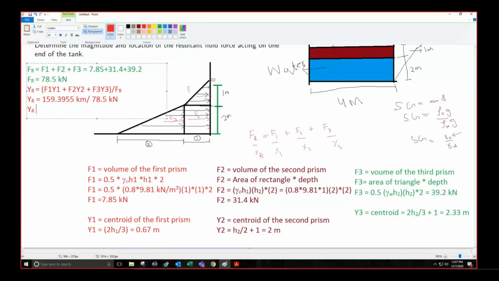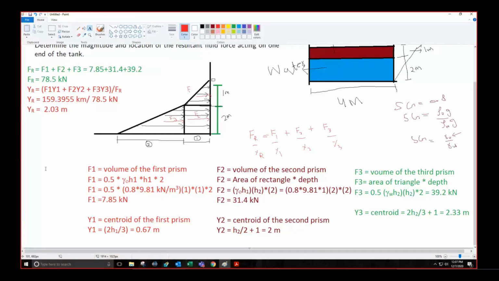So YR equals to 159.39 divided by 78.5, 2.03 meters. Clear? Is it clear? Yes, sir. Any question in this problem? कोई चीज समझ ना आई?